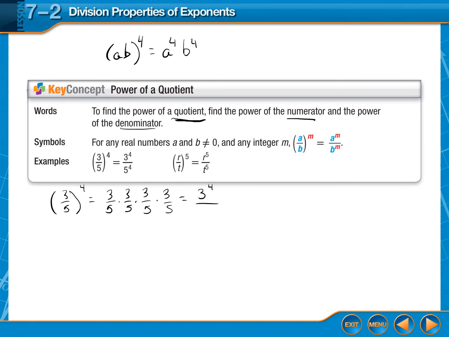And on the bottom, I've got 5 to the 4th power. So notice all I did was I took the 4 and shared it with both the numerator and the denominator. It became 3 to the fourth and 5 to the fourth.